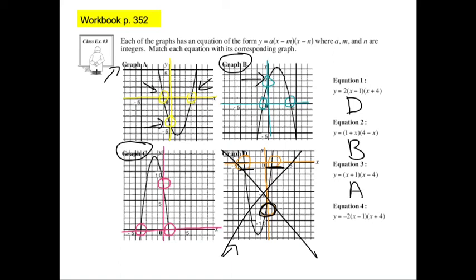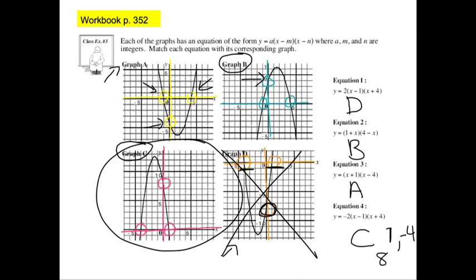And last but not least, you have equation 4, which will be C, because that's all we have left. Now, if you take a look at the x-intercepts, that's going to be a 1, and it's going to be a negative 4. And you got negative 2 times 1, which is negative 2. Negative 2 times negative 4, which is going to be 8. Okay, and working that one out, well, 8's correct, absolutely. And you've got 1 and negative 4, so graph C it is.